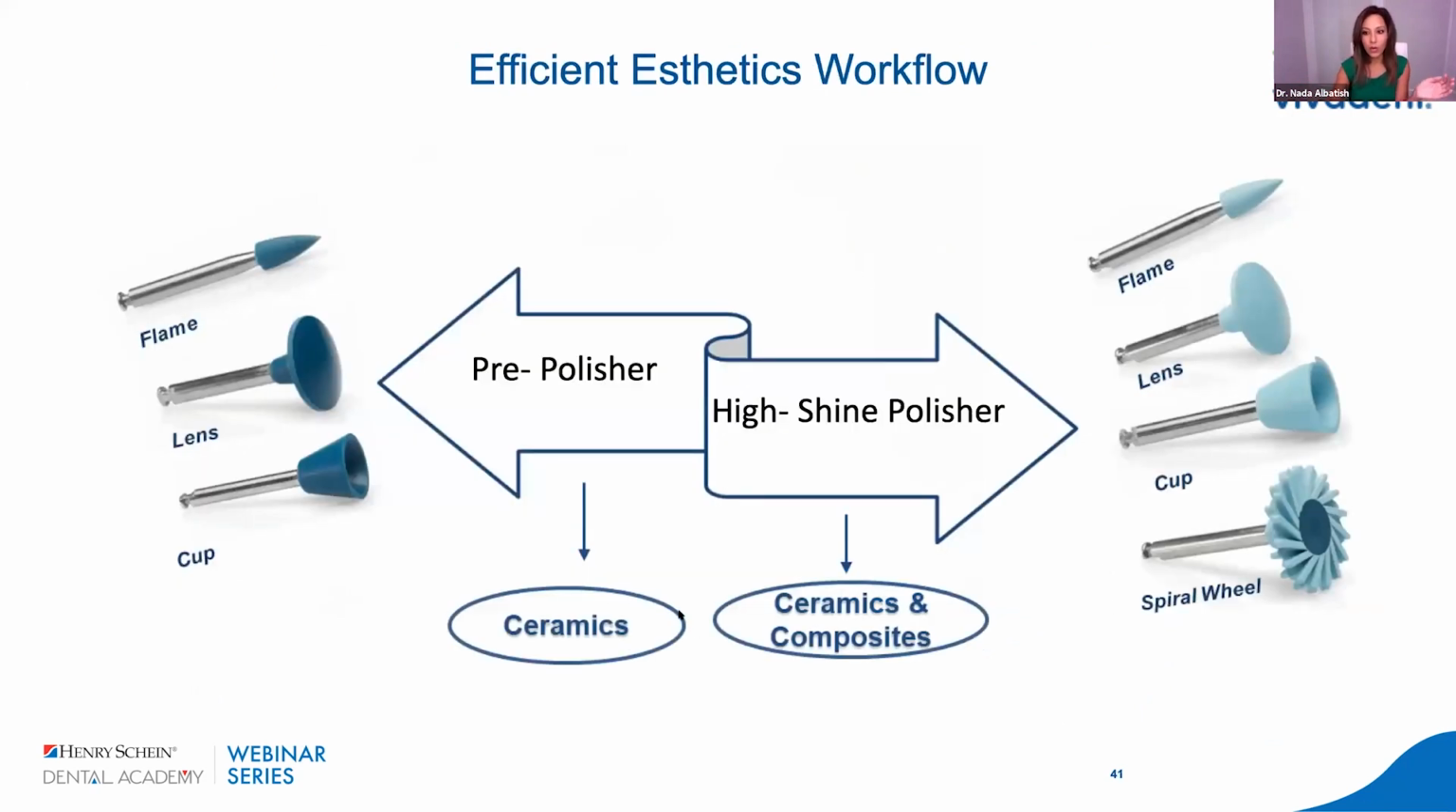So here's the way it works. The dark blue is the pre-polisher. You only need to use this for ceramics, and it comes in all the shapes that you need in polishers. And the light blue is the high shine polisher. This is the only step that you need for your composites, and this is the second step for your ceramics. So it's literally that simple.